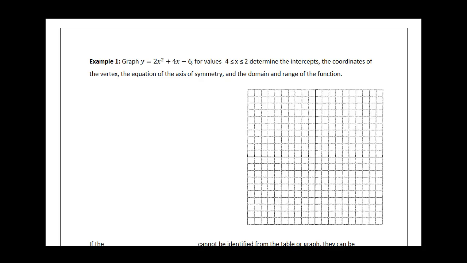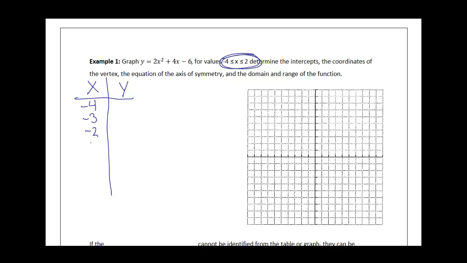All right, example 1. Graph y equals 2x squared plus 4x minus 6 for values -4 to 2 for x. Determine the intercepts, the coordinates of the vertex, the equation of the axis of symmetry, and the domain and range of the function. To graph this, the first thing that we can use to help us is a table of values, just like we've used before in linear equations. But what values should we use? Well, the question actually gives us that right away. We should use -4 to +2.